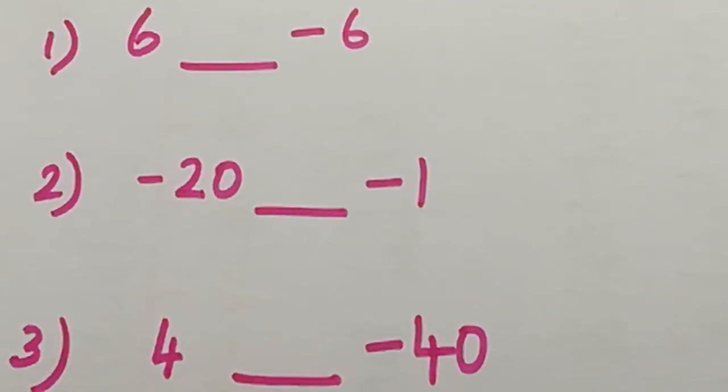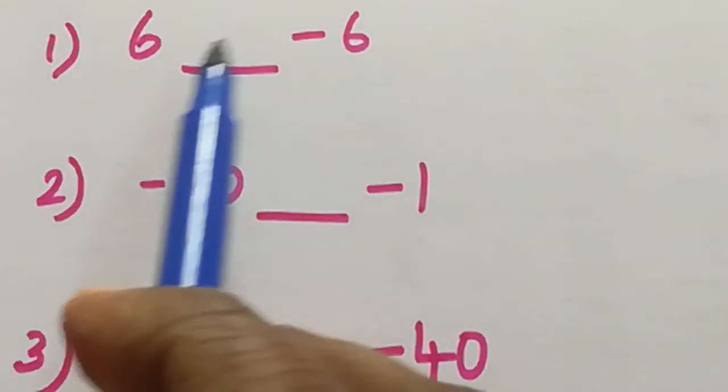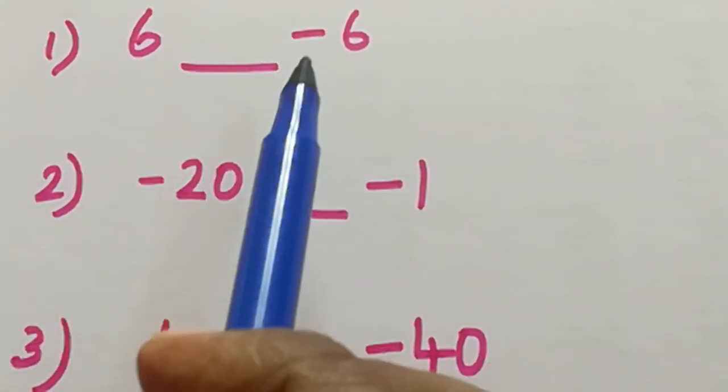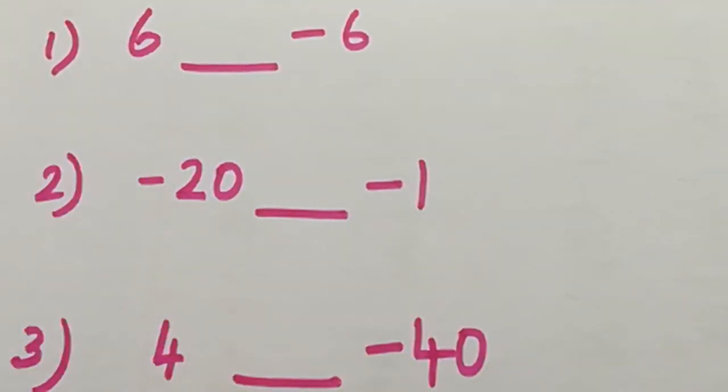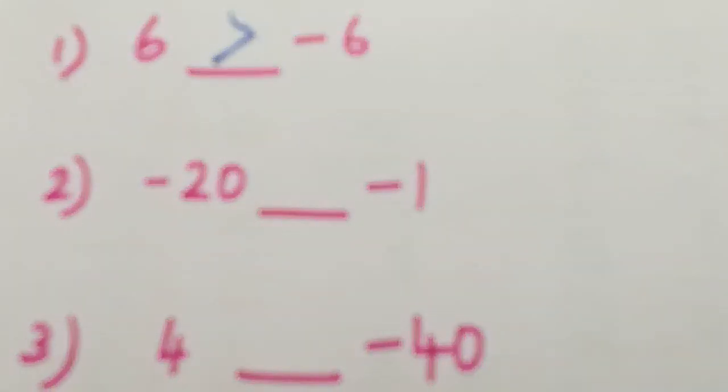Let us see some more examples. Here it is 6 and here it is minus 6. When you compare a negative and a positive number, the positive number is always greater, isn't it? So plus 6 is greater.